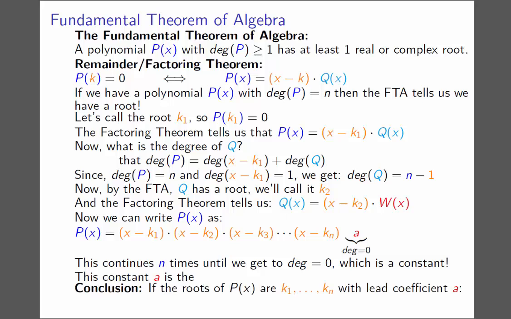So we can conclude that if the roots of p of x are k1, k2, k3, all the way up to kn, with lead coefficient a, that p of x can be written as a times x minus k1 times x minus k2 times x minus k3, all the way down the line for every single one of our roots until we get to x minus kn, our nth root.